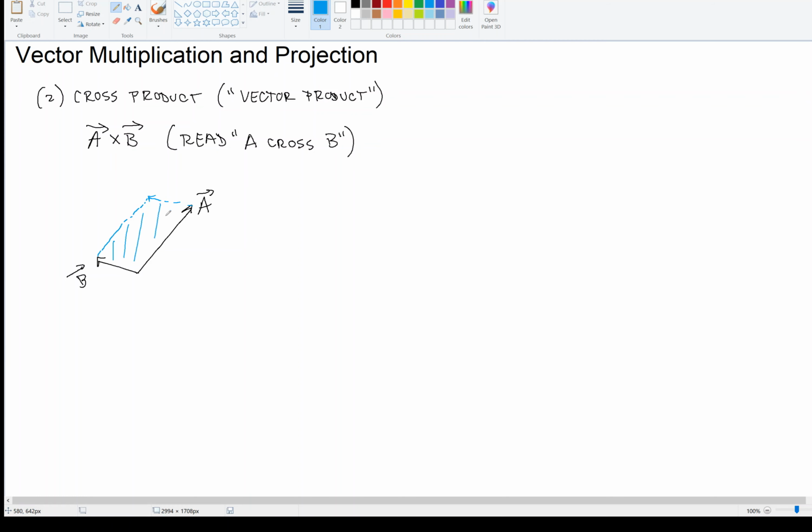So it turns out that when I compute A cross B, I get the area of this parallelogram. Now the mathematicians, and you may have learned this in high school geometry, tell us what the area of that parallelogram is. It's the length of A times the length of B, like we saw with the dot product, but times the sine of that angle. And so that's the area of that parallelogram. Okay, so when we compute A cross B, we get the area of the parallelogram.